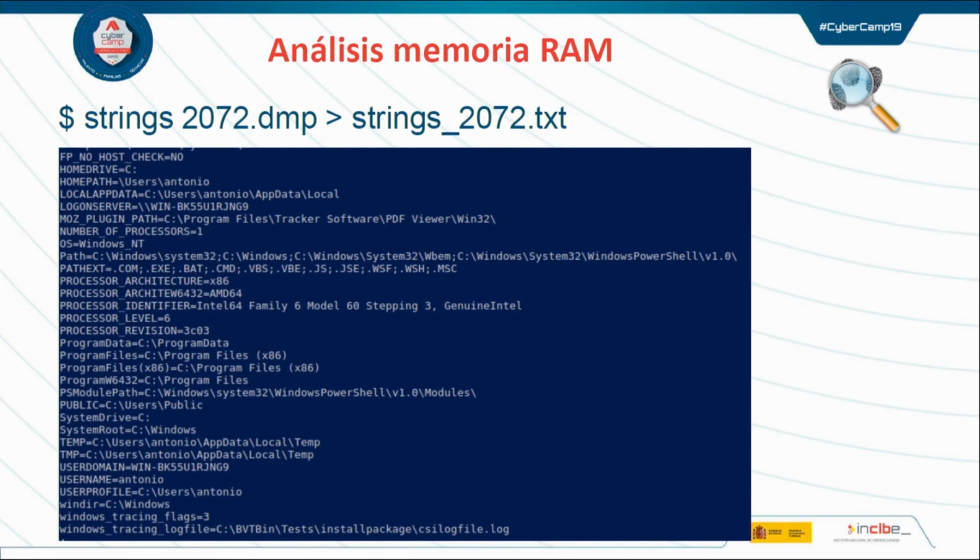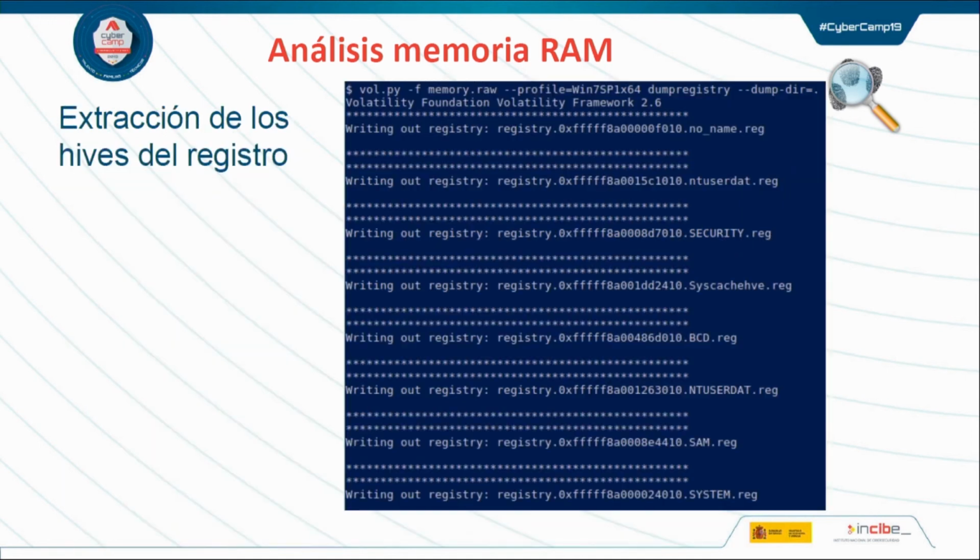We take information here. I don't know if you can see it very well. It's maybe a bit far away. It says number of processors 1, operating system Windows NT, path, which is System32, the architecture of 32 bits, and so on and so on. So this malicious process also reads information from your system.